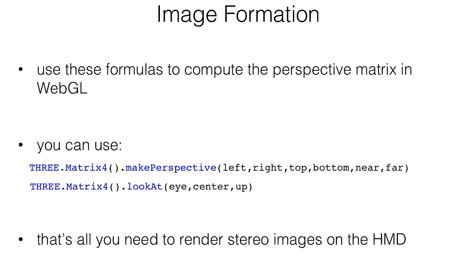For the image formation, we use the formulas we've just defined to compute this perspective matrix that we can plop in with our three function makePerspective, which takes exactly what we just calculated, the left, right, top, and bottom parameters, as well as our near and far clipping planes. We define our camera with just a lookAt function. That's essentially all you need to render stereo images on an HMD. Just following these simple equations, you can render your own stereo content on one of these ViewMaster starter packs that we described earlier in the course.